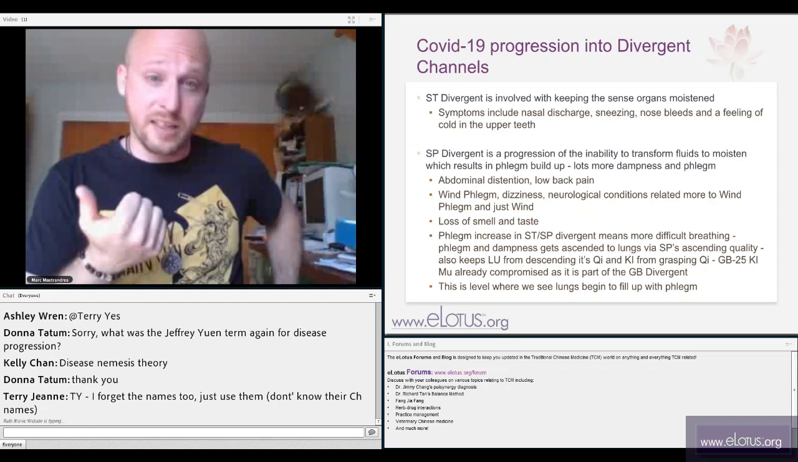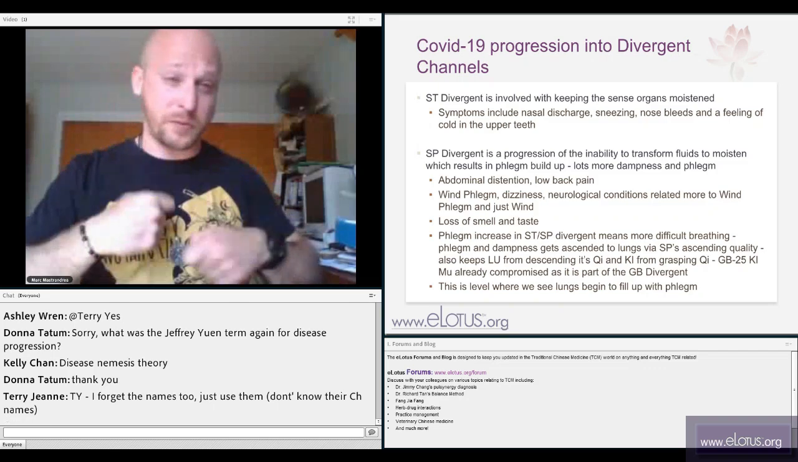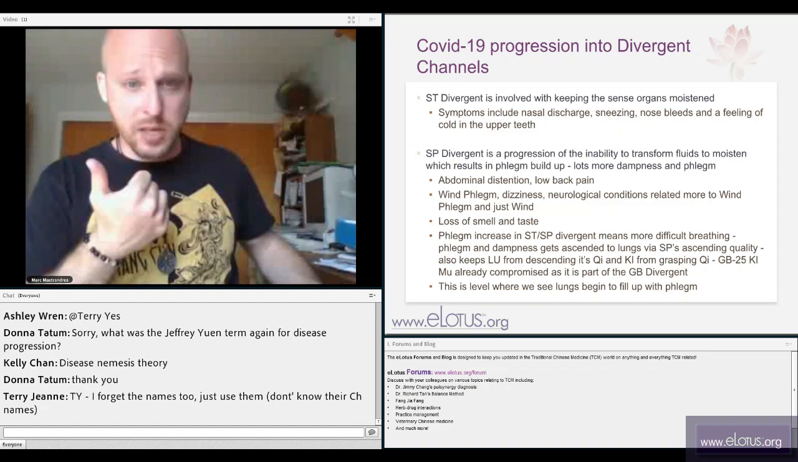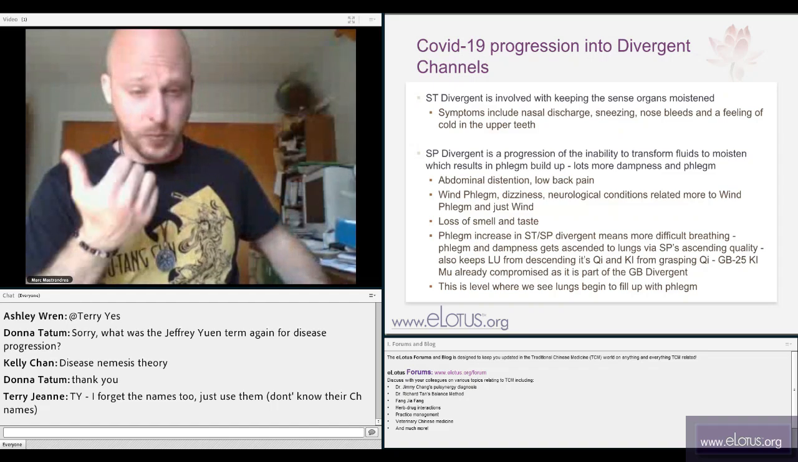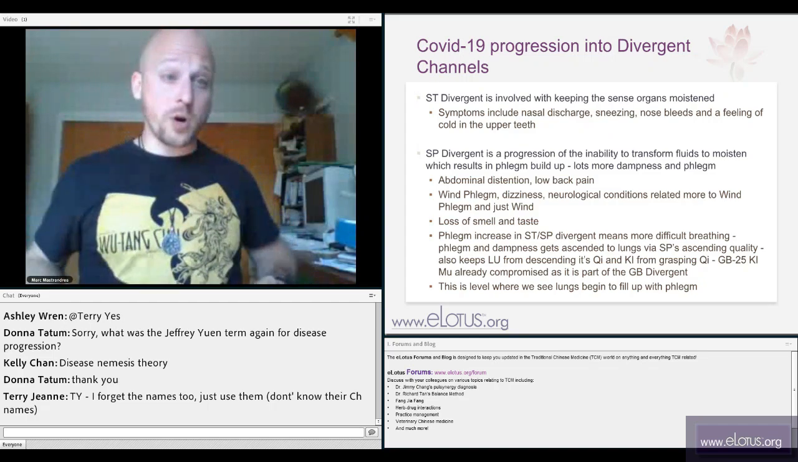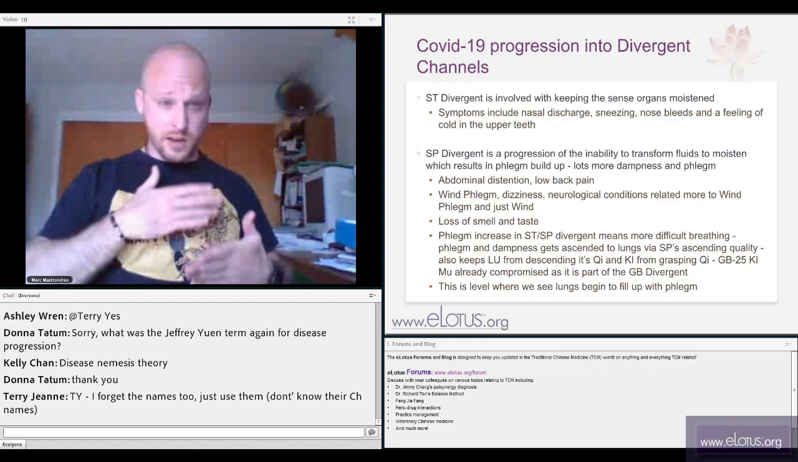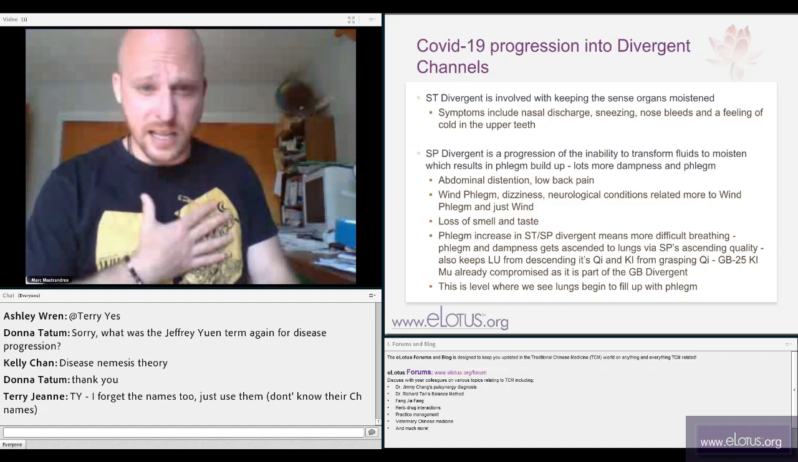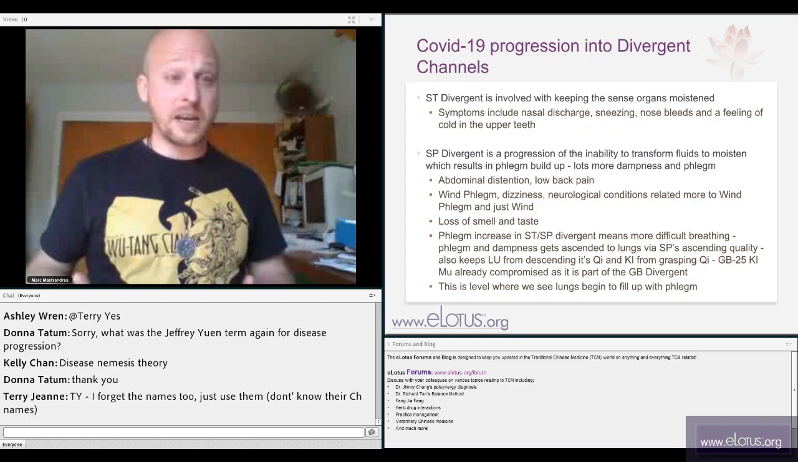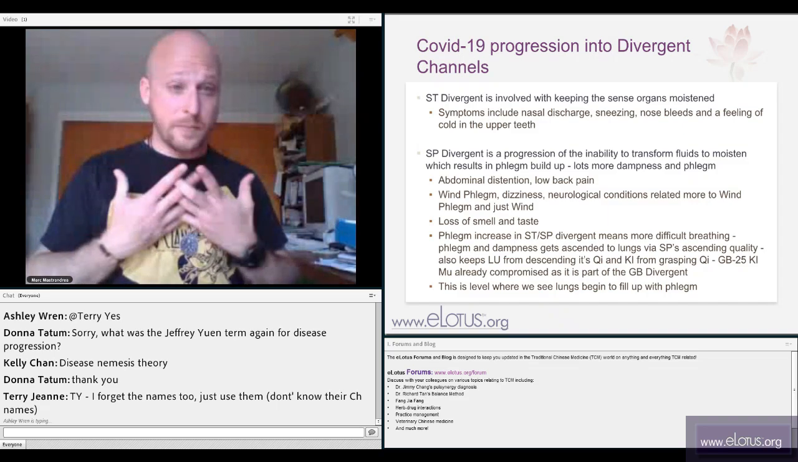Phlegm will begin to increase as the spleen divergent becomes weighed down with this pathogen, as it's eating through the fluids and breaking up the ability for cohesiveness in the channel, right? So the phlegm is going to increase in the stomach and spleen divergent, however you want to call it. It means that you're going to start to have what? More difficulty breathing, because why? The spleen ascends its fluids where? To the lungs. You're going to get a lot of phlegm and dampness ascended to the lungs via the spleen's ascending quality. So instead of ascending fluids to keep the lungs moistened, you're getting what? You're getting them to ascend phlegm and dampness to try to cough it out.